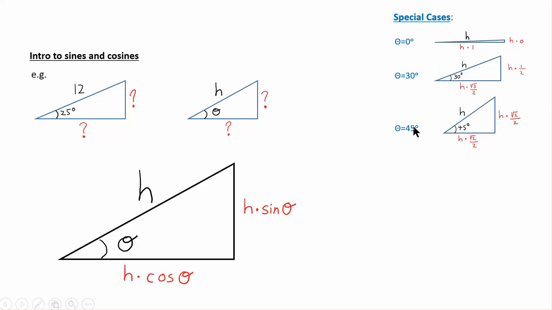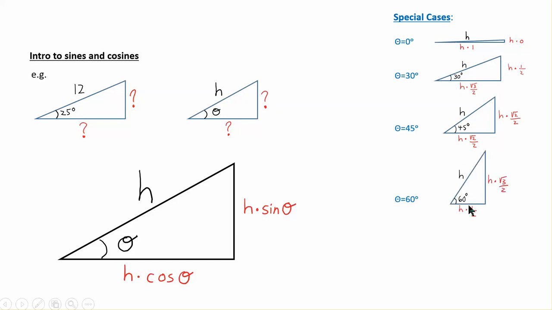If theta is a 45-degree angle, then you may recall that you have a 45, 45, 90-degree triangle. So if this is the length of the hypotenuse, then the length of this side is the hypotenuse times the square root of 2/2, and the length of this side is the hypotenuse times square root of 2/2. Comparing it to this figure, we see that therefore cosine of 45 degrees must equal square root of 2/2, and sine of 45 degrees must equal square root of 2/2.